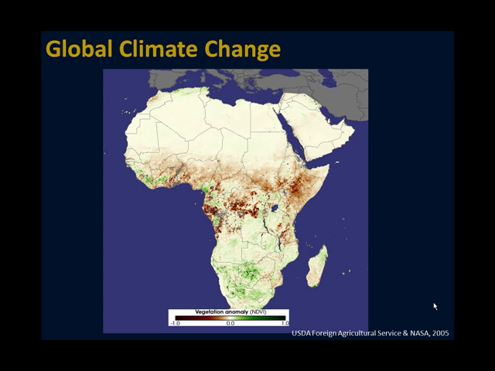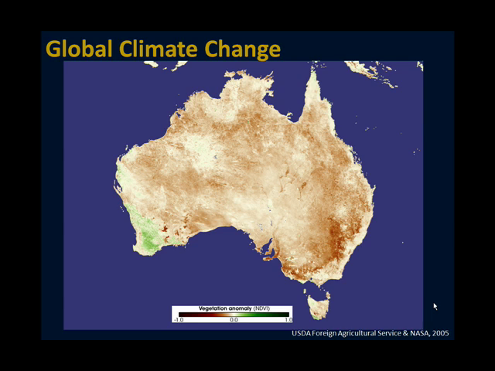Senegal and Sudan could experience a complete collapse of their agricultural system if these declines reach as high as 50% over the next 60, 70 years. Now, Australia is a particularly interesting example of the impacts of global climate change and drought. As you can see on the same type of image from NASA, again the areas in red are areas where vegetation is more sparse than normal.